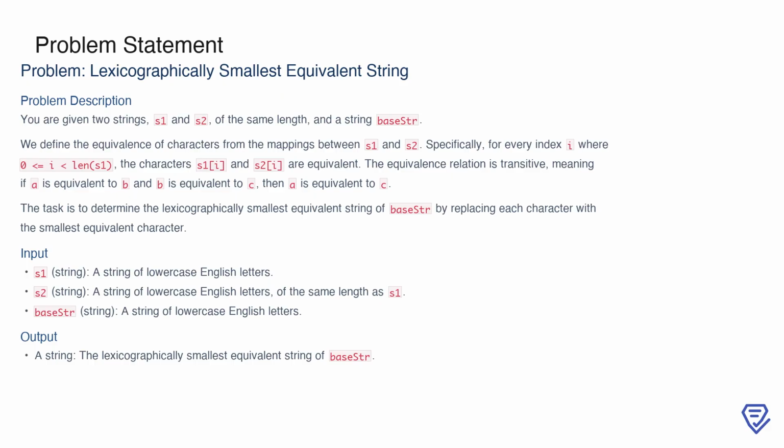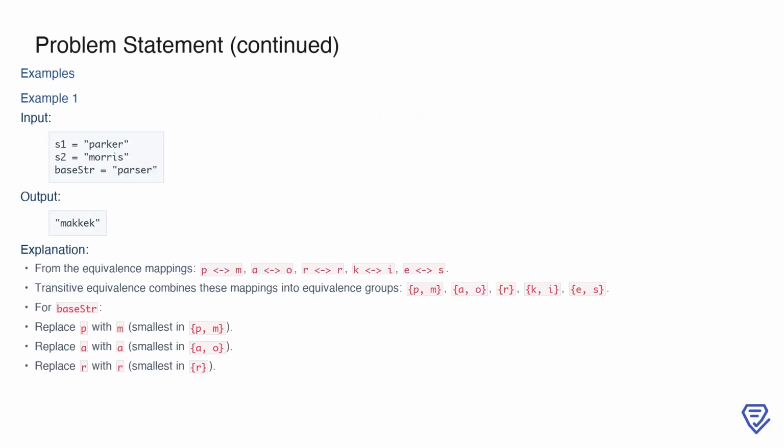The goal of this problem is to use these equivalence relationships to transform baseStr into its lexicographically smallest equivalent string. To achieve this, we replace each character in baseStr with the smallest character in its equivalence group. The output is the transformed version of baseStr that satisfies this condition. To better understand the problem, let's look at the first example.